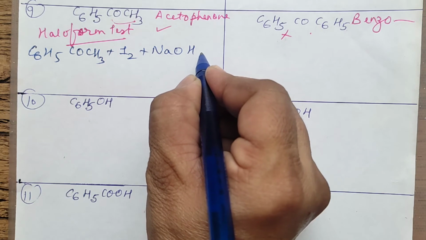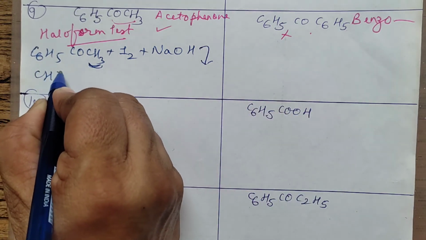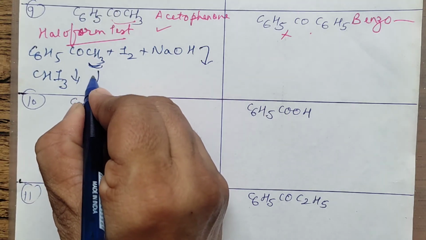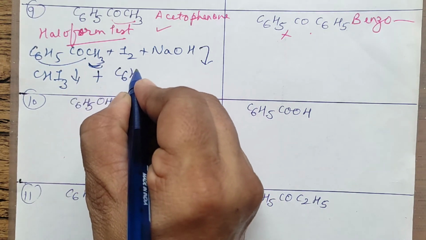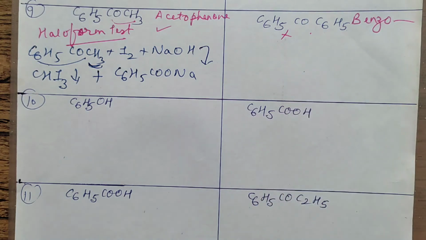So you will write down here NaOH. Now, one carbon, this part will form CHI3. You will get a yellow color precipitate of iodoform. The remaining part will come out as the salt, C6H5COONa. You will write down that benzophenone will not give the test.